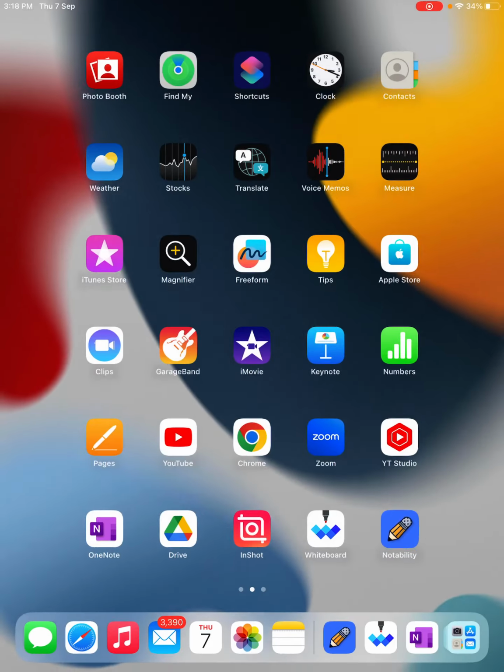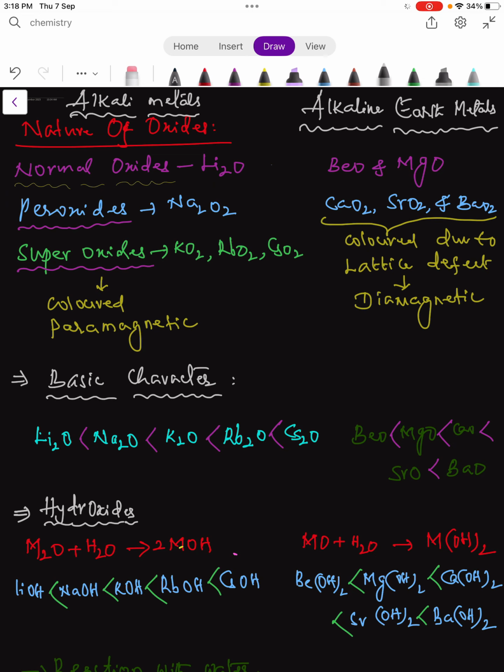So whatever the 1A group elements and 2A group elements are there, they react with oxygen and form oxides, right? Now alkali metals will form three types of oxides. One is normal oxide, another is peroxides, and next is superoxides. These three categories we can see. So generally lithium forms normal oxide, sodium forms peroxide. Along with peroxide, sodium also can form simple oxide, Na2O is also possible for sodium.